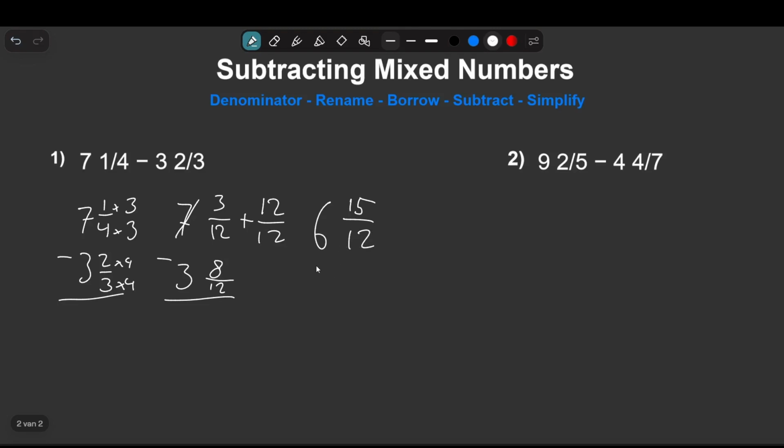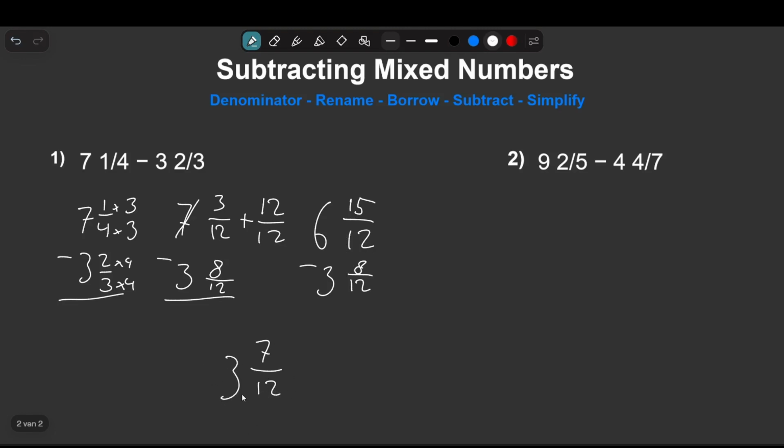So now we have 6 15/12 minus 3 8/12. And now we can subtract easily. So now we can just do 15 minus 8. 15 minus 8 equals, my bad guys, 15 minus 8 equals 7. So let's write it down here, 7, and our denominator stays the same. Now to our whole numbers, we have 6 minus 3, and this will just equal.